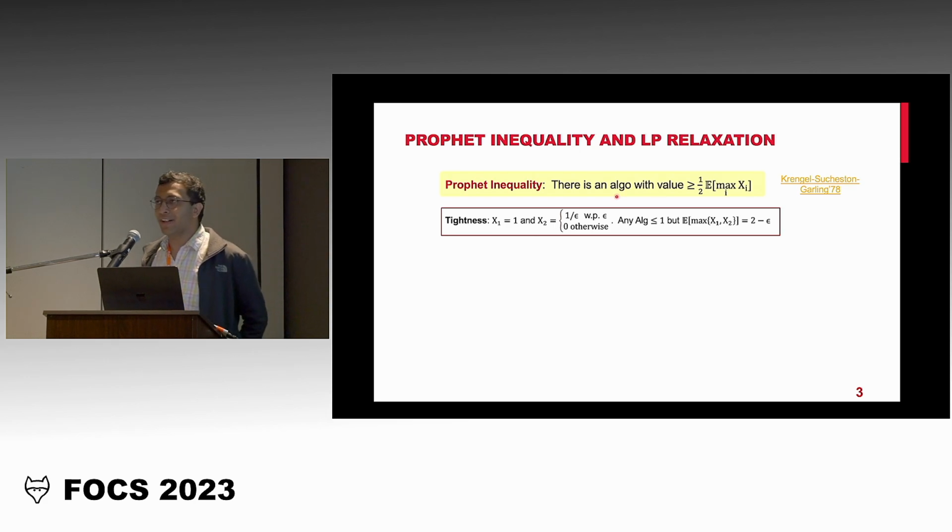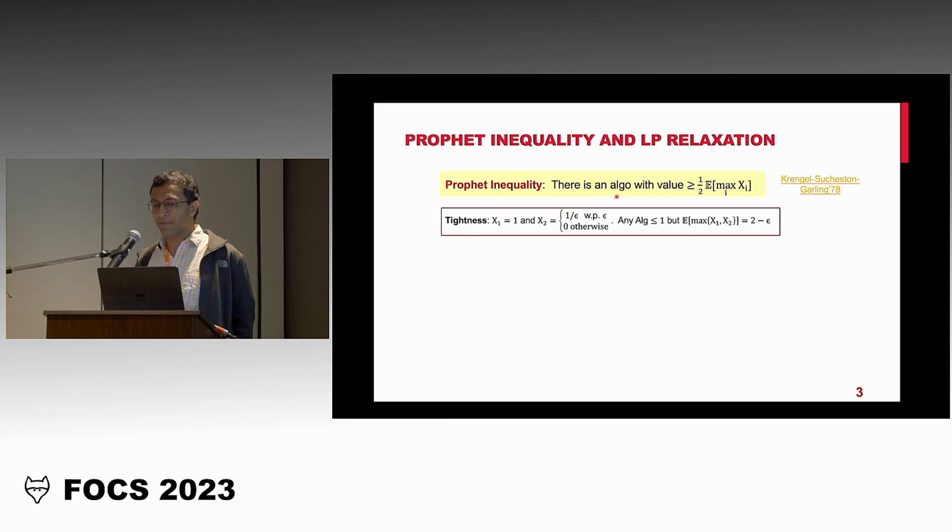Now, any online algorithm either takes x1 and gets value 1, or it goes for x2, but in expectation, x2 only gives a value of 1. So any online algorithm cannot get more than 1. However, the max of these two random variables is going to be roughly 2. Because with epsilon chance, x2 is the max, and it takes 1 over epsilon value. And with 1 minus epsilon chance, max is 1. So the expected max is roughly 2 minus epsilon. Think of epsilon being very tiny. But no online algorithm can get more than 1. And that shows that you cannot get the max, you cannot even get factor 2.